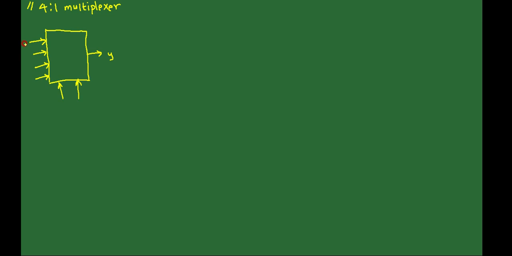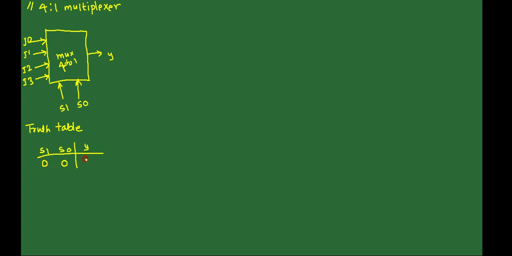Next we discuss 4:1 multiplexer. So inputs are I0, I1, I2 and I3. Select lines S0 and S1. Mux 4:1. If you observe the truth table, based on select lines S1 and S0, output Y is assigned.